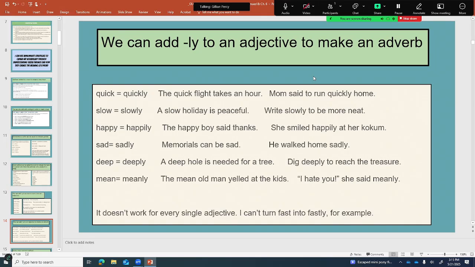Keep in mind, this will not work for every single adjective that exists. I can't, for example, turn fast into fastly. That just isn't a regular word in English. If you're not sure, that's the kind of thing you would automatically just check in a dictionary, okay?